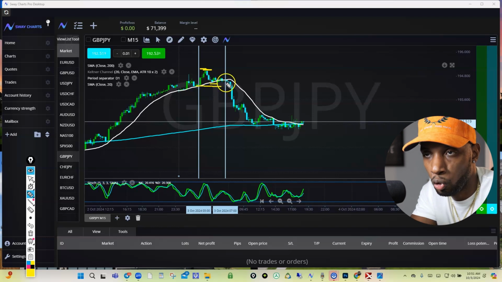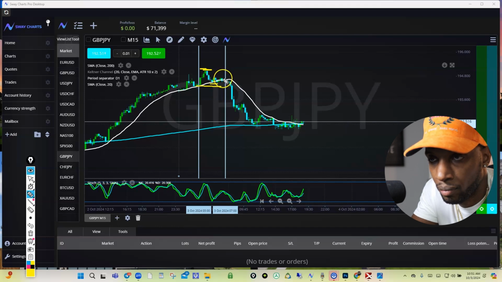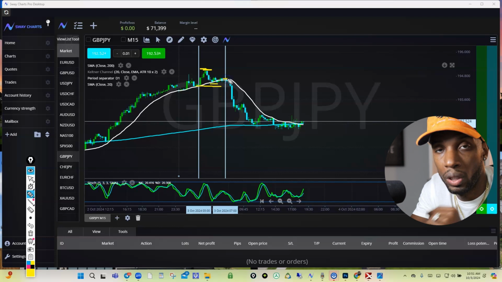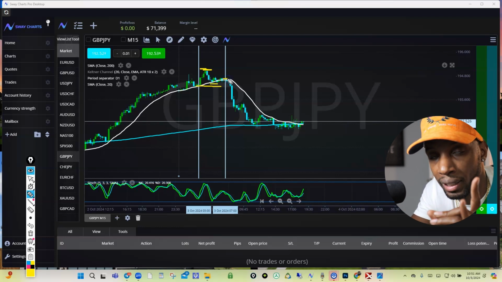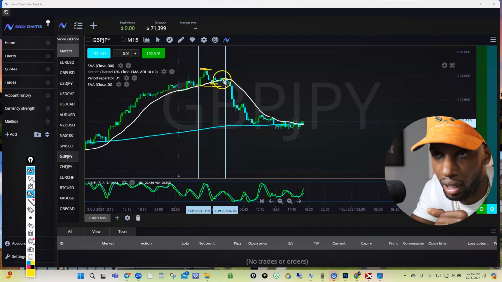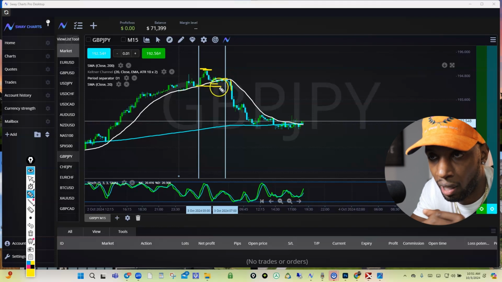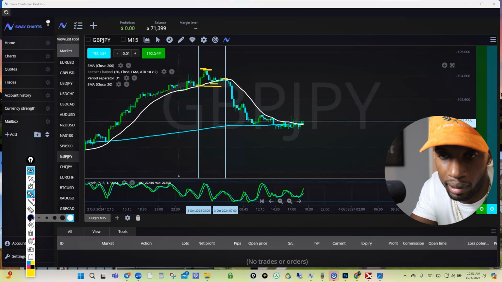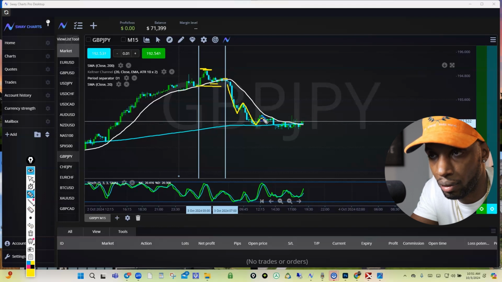Okay, so New York session opened up and it decided to start dropping. And I told you it's going to either try to break the low of London session or it's going to try to break the high of London session. Okay, so it already came out, dropped straight past the low of London session. Okay, pulled back, kept going.